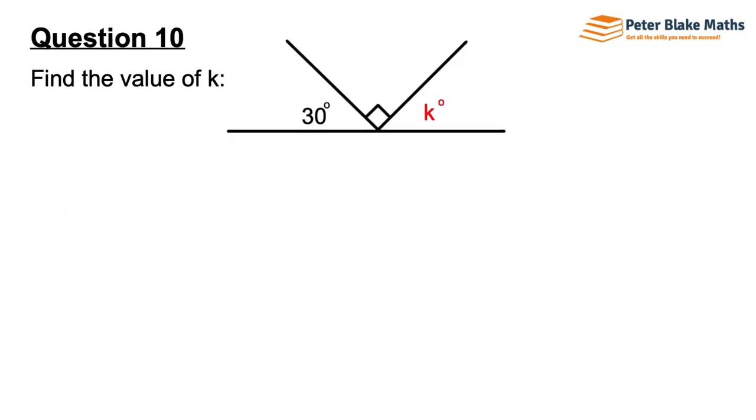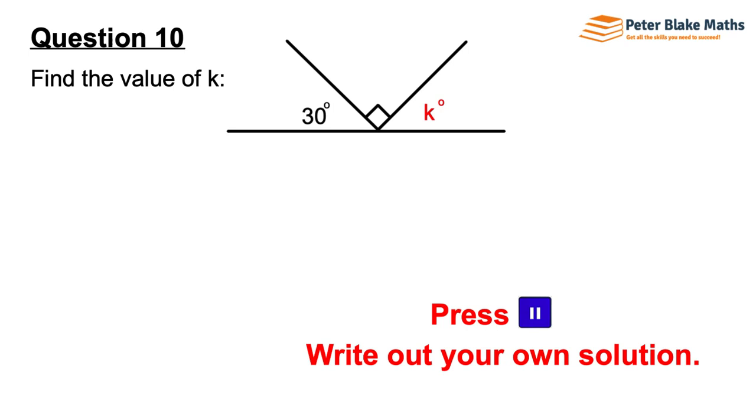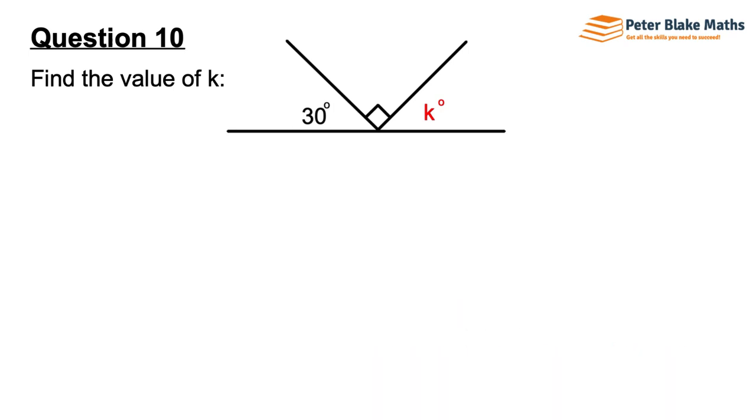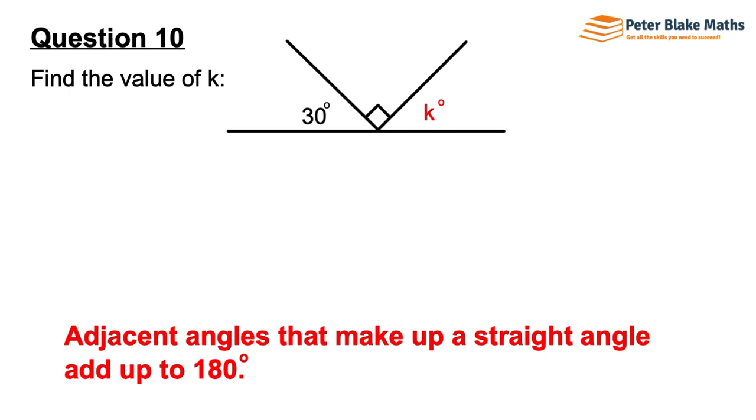And question 10. Find the value of k in the diagram. Right, adjacent angles, and we've got 3 there, that make up a straight angle. You can see there's 3 angles there sitting on a flat line, a straight line. Adjacent angles that make up a straight angle add up to 180 degrees. Now we've got a right angle symbol there, which would be 90 degrees. So we know that k and 90 and 30 should add up to 180 degrees.